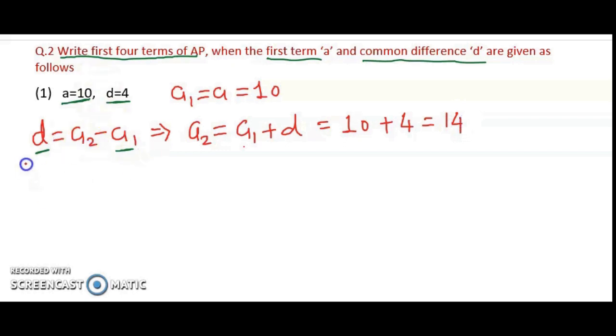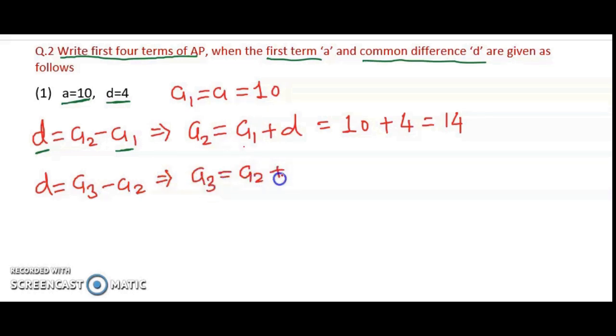Same way, if you want to find out the third term, then we know the formula for common difference, A3 minus A2. So here we can write A3 equal to A2 plus D. So you can see here A2 is 14 plus common difference, that is 4. So you get the answer 18.